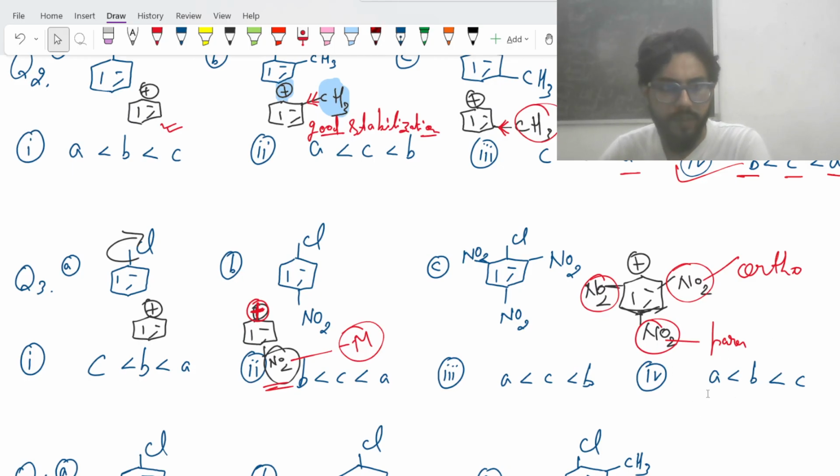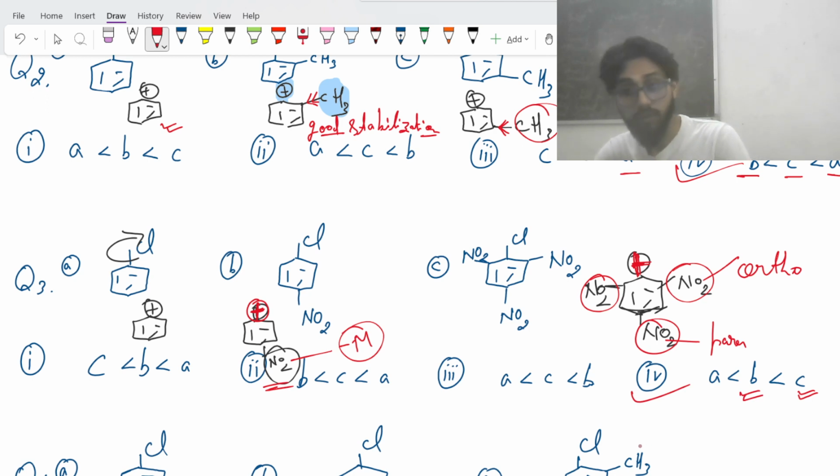So which one should be the best as per your way? I think here it will also increase the positive charge density. So I think at the C position, the SN reaction should be the highest. So C should be the highest, which in this option has C highest. And after C there should be B and then A. Now you can understand, I think you are getting the point.